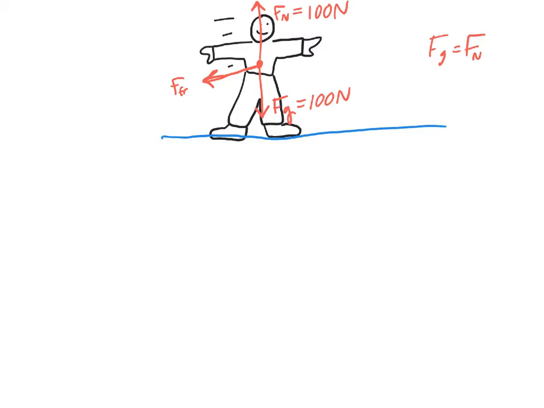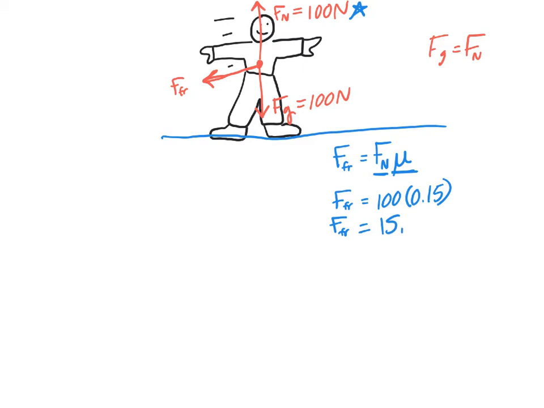All right, so we're going to have to do some math with this. So if you remember force of friction, we can write it like this. Force normal times mu. Okay. We know our normal force. We found it here. And they gave us the mu, that coefficient of friction. Okay. They said it was 0.15. So force of friction is equal to 100 times 0.15. And I get force of friction is equal to 15 newtons.